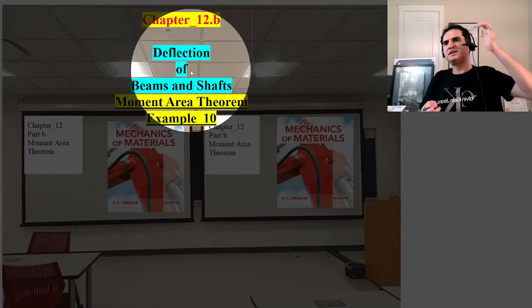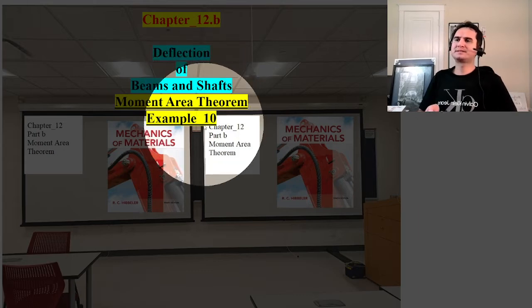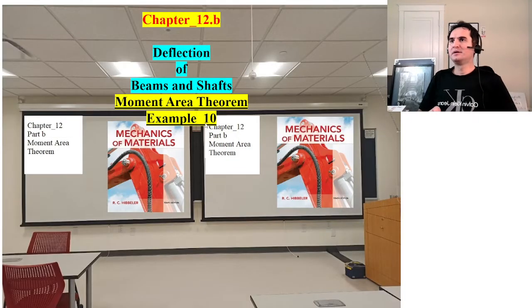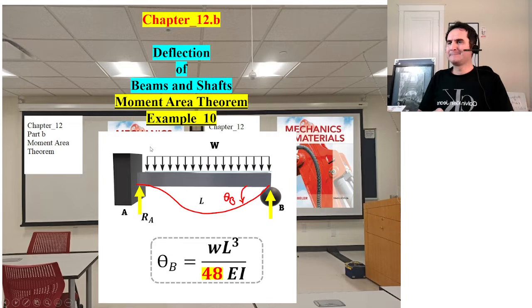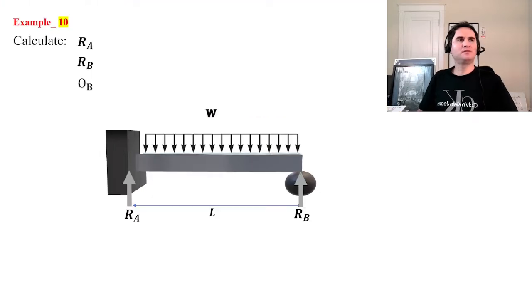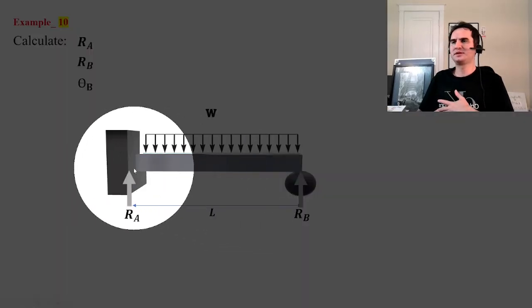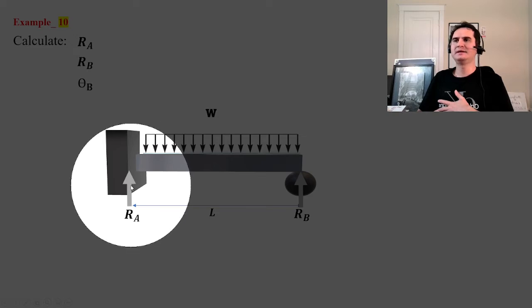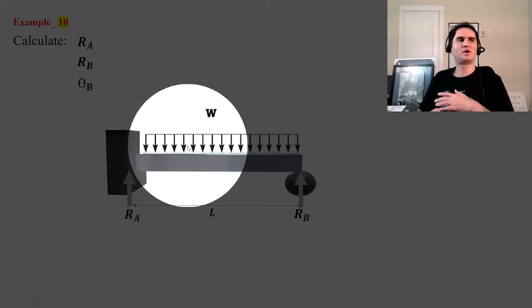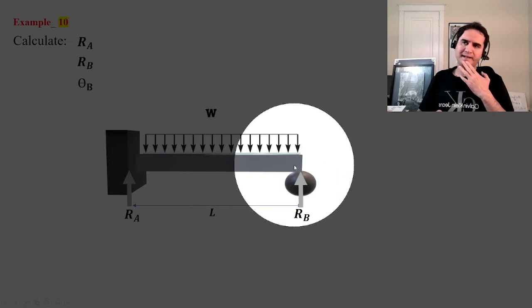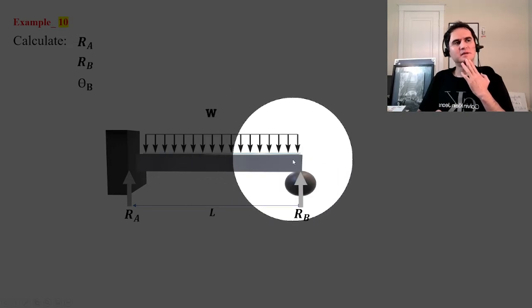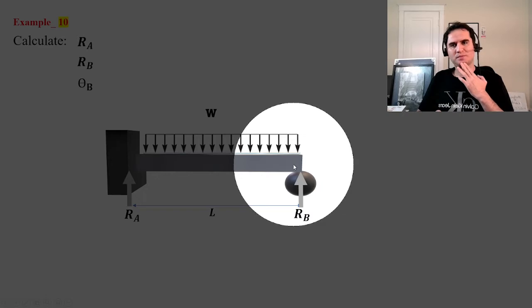Chapter 12, Deflection of Beams and Shafts, example number 10. In this example, we have a 1 degree indeterminate structure, as you can observe here. There is a fixed support at A and a uniformly distributed load all over the beam, and at B we have a simple support.